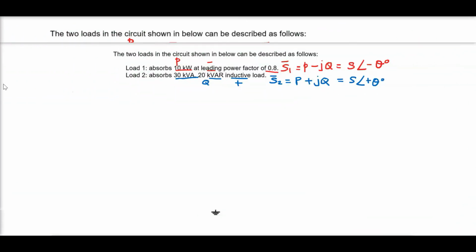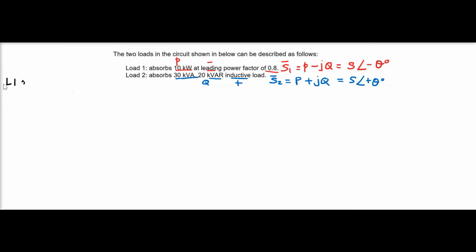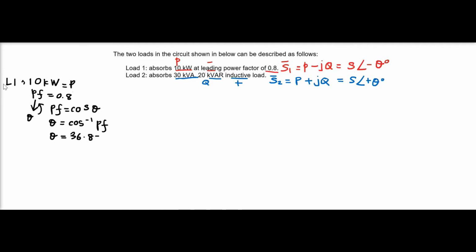Okay, let's solve this question. Load 1 is given 10 kW, so this is P, and the power factor PF equals 0.8. Bear in mind, if you are given PF, you can get theta, because PF equals cos theta. So theta equals inverse cos of 0.8, which is 36.87 degrees.